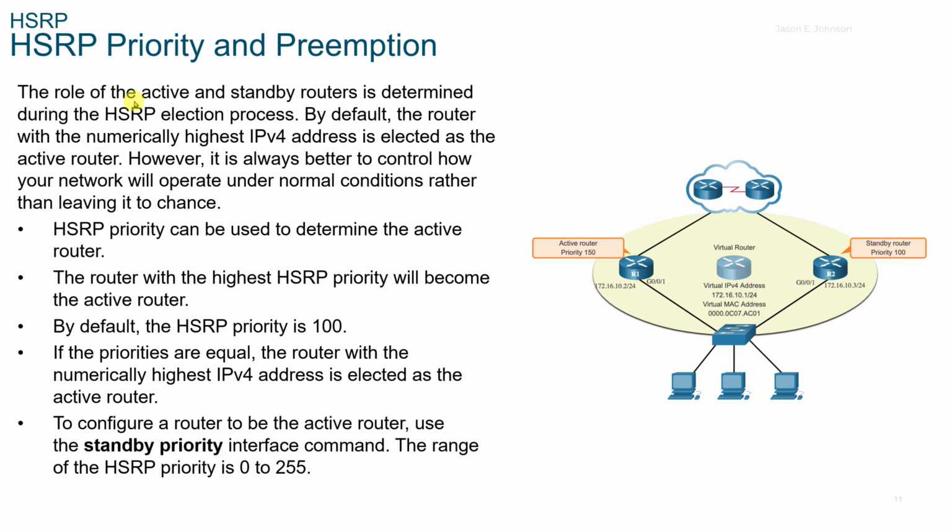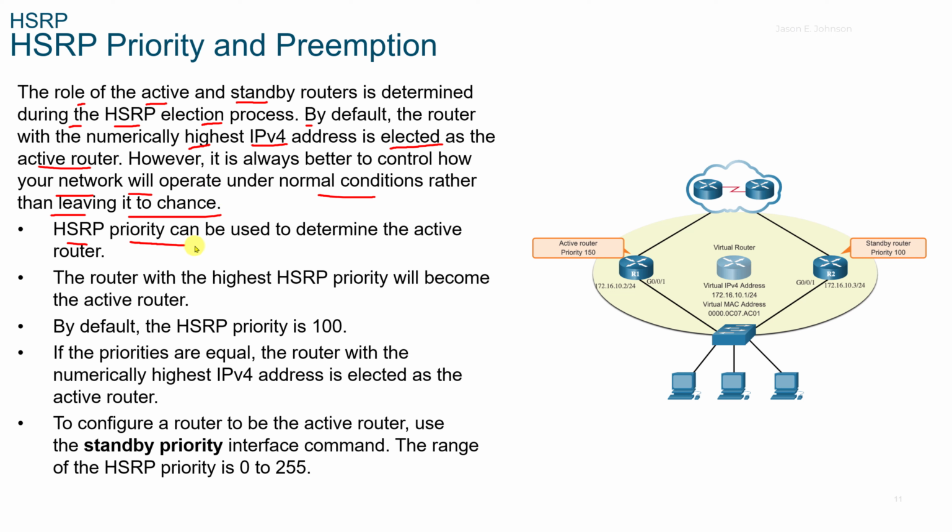Now in priority and preemption, the role of the active and standby routers is determined during the HSRP election process. So by default, the router with the numerically highest v4 address is elected as the active router. However, it's always better to control how your network will operate under normal conditions rather than leaving it up to chance or leaving it up to the protocols to select.